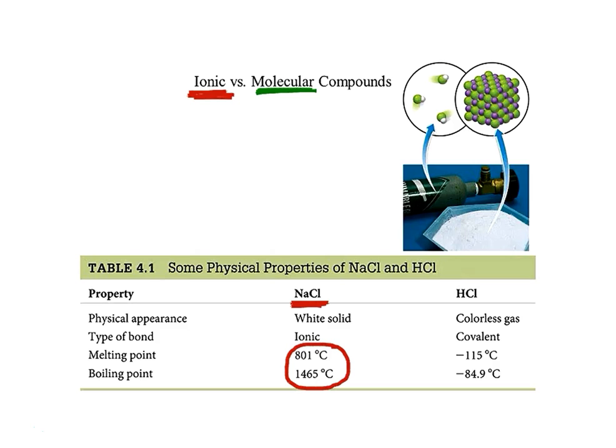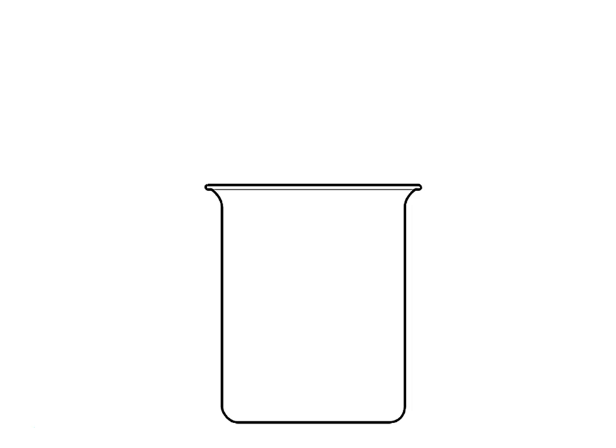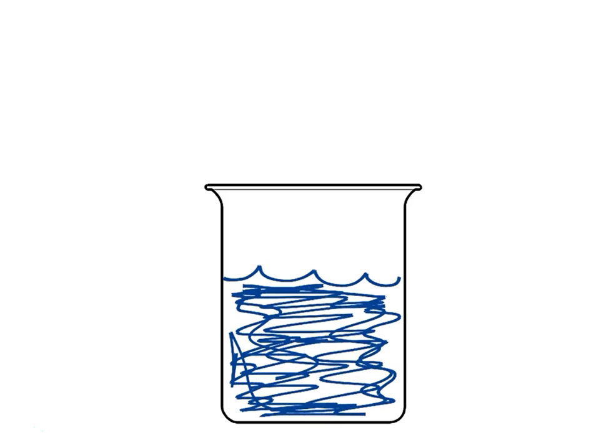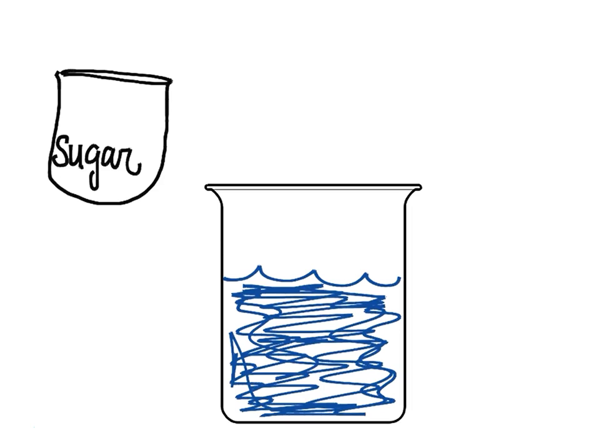The molecular compound that's given here is hydrogen chloride, and you can see that it has a much lower melting point and boiling point in comparison. The other piece of lab that you did was you took water and you added a molecular compound. Now, I don't know what molecular compound you used, but a good example would be sugar.